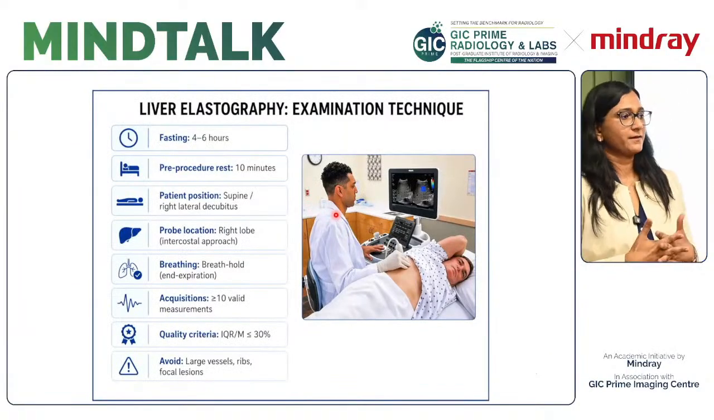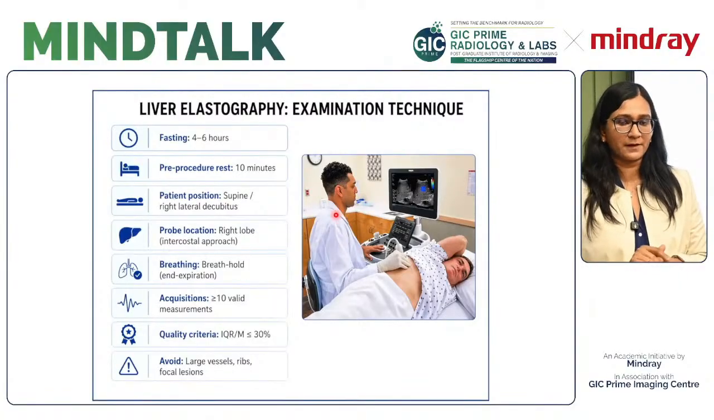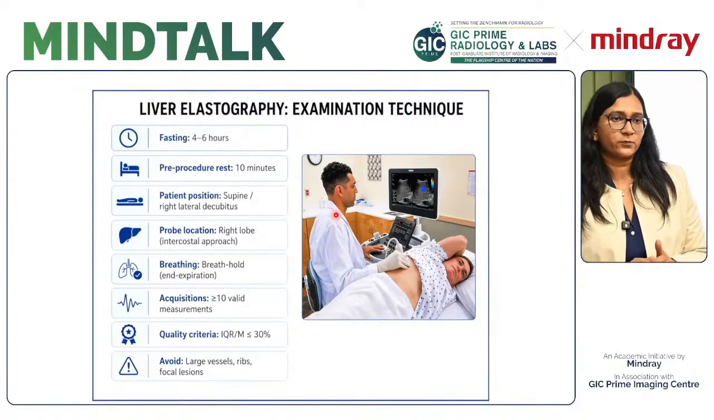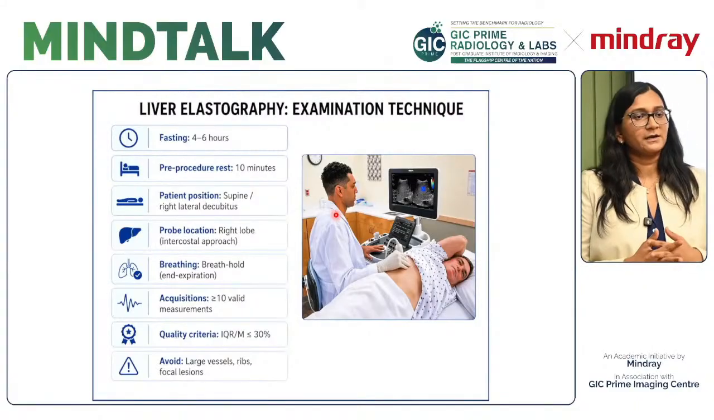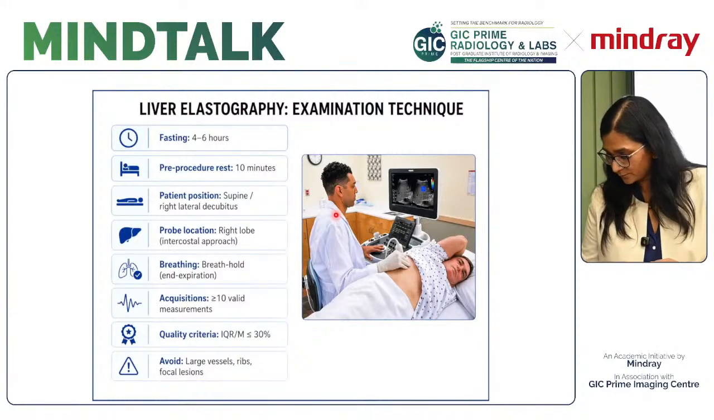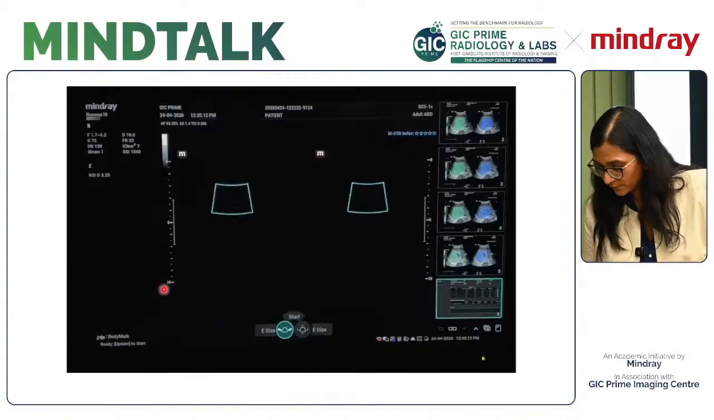Now we will discuss examination technique. At least 4 to 6 hour fasting is mandatory for liver fibroscan. Patient should be able to hold the breath for at least a few seconds. Patient is advised rest for at least 10 minutes before we start the examination. A total of 10 valid measurements are taken and the median value of which is calculated. I have shown how to take the measurements here.